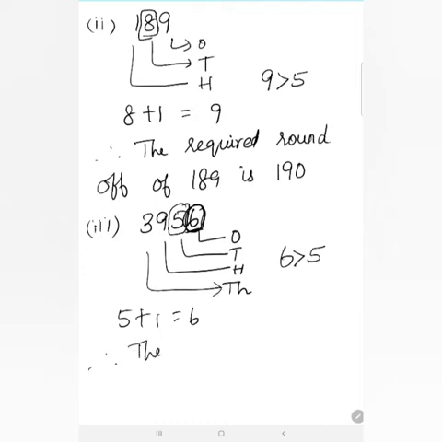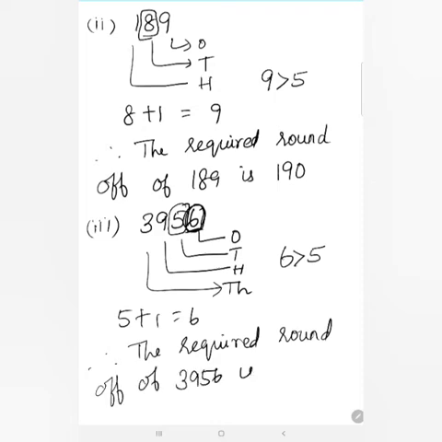So the required round off number of 3956 is 3960. Okay. Then one more example.